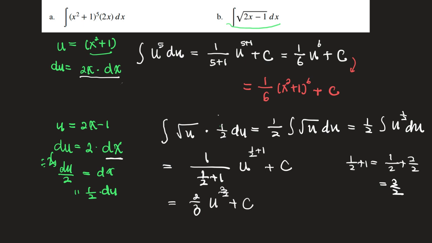I say you're not done yet. What do you have? You have 2 over 3, (2x minus 1) to the 3 over 2 plus c. That's how to use the substitution method.